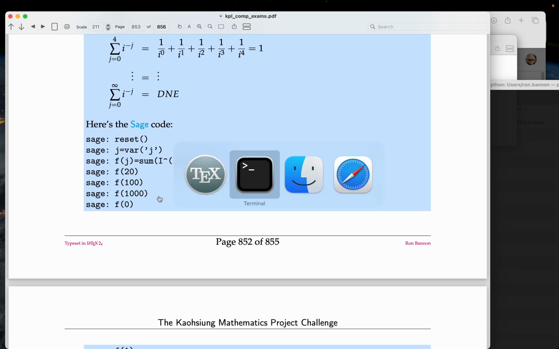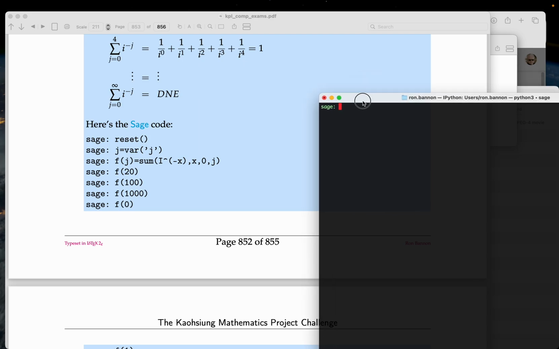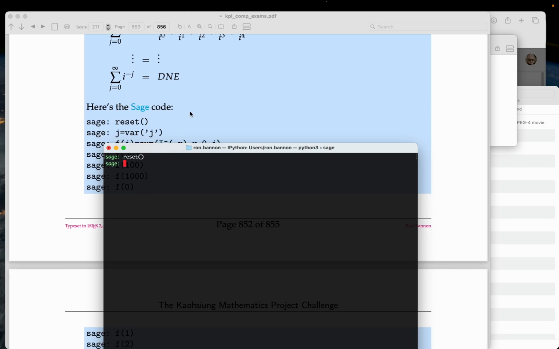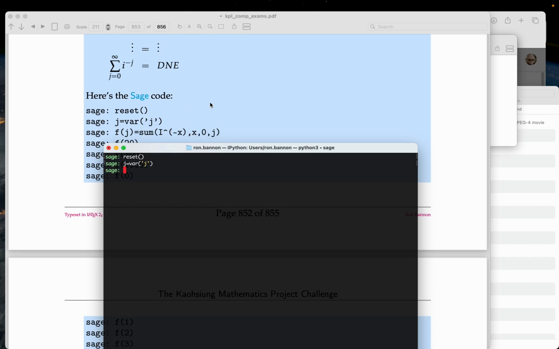I want to go to Sage first. And I'm going to be typing these commands in over here. So reset. And then let's get the next one. J is a variable. And next one, I'm defining a function of J. And that's a function of J. And that function's a sum.